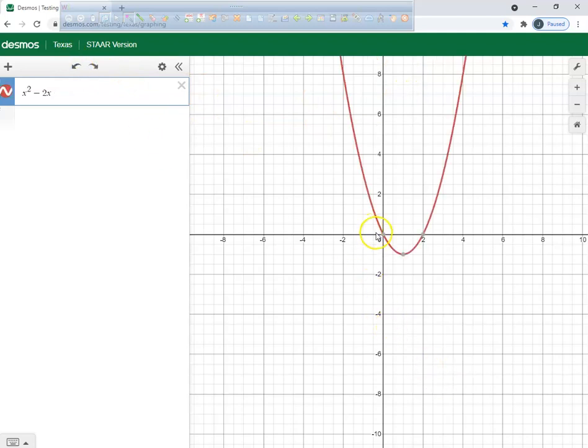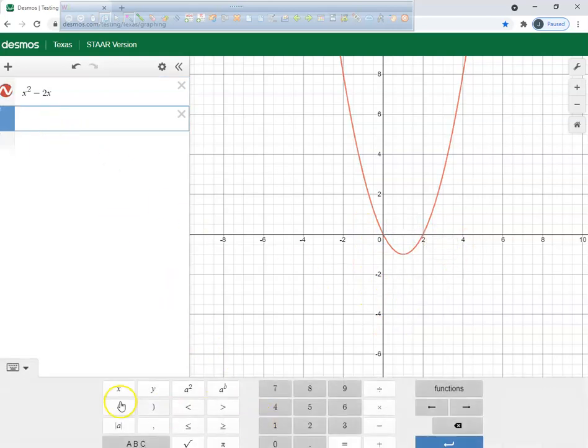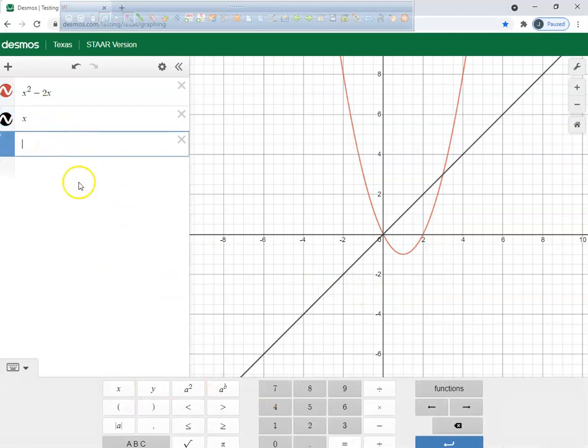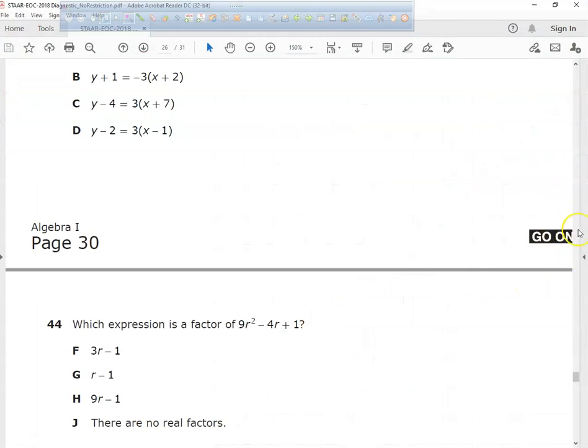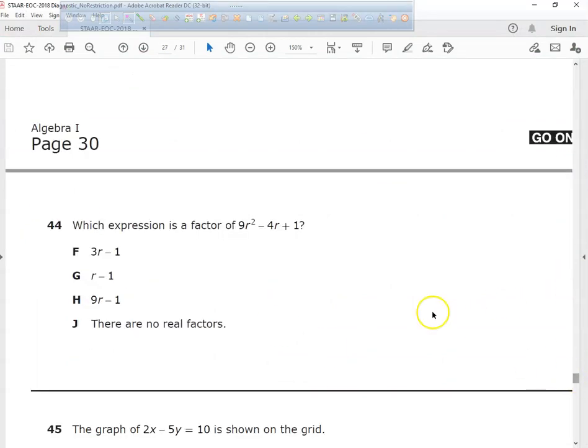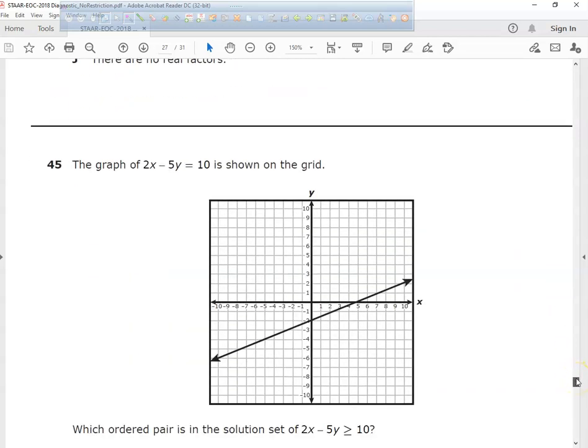What would be the two factors of that? 0 and 2. So x minus 2 and x. So you would say one of the factors would be x, the other factor would be x minus 2, because they would pass through the zeros of the parabola. Okay? So on this one, we're gonna be practicing factoring, but that's a way to check your answer. Okay? So the answer for the 44 is J. There are no real factors.